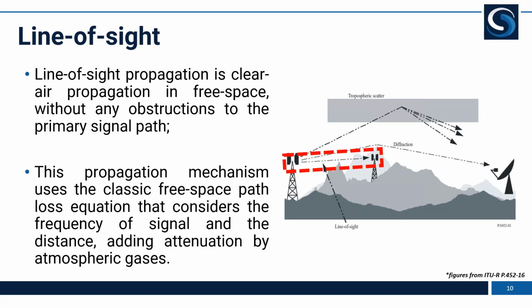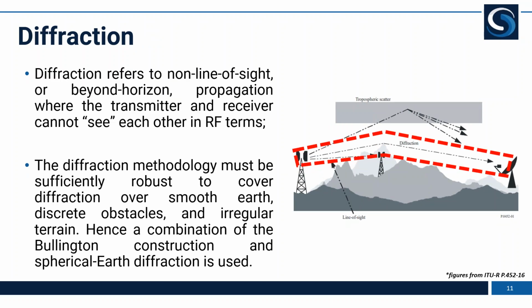This propagation mechanism uses the classic free space path loss equation, which considers the frequency at which the system is operating and also the distance between your transmitter and receiver, but it also adds a smaller additional loss factor, which is the atmospheric losses. And of course, as you probably well know, lower frequencies have lower losses, higher frequencies have higher losses.